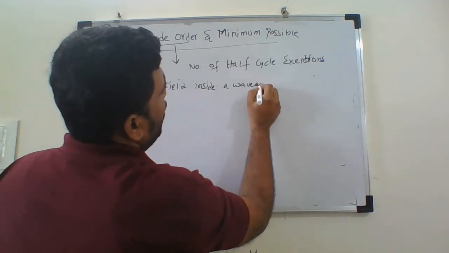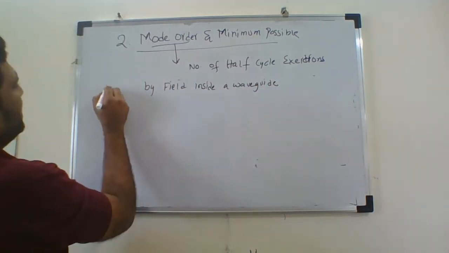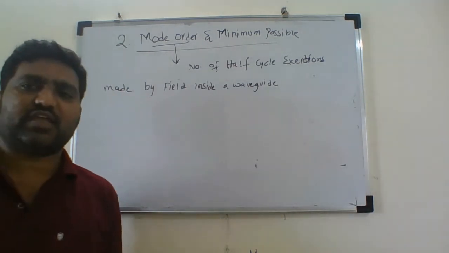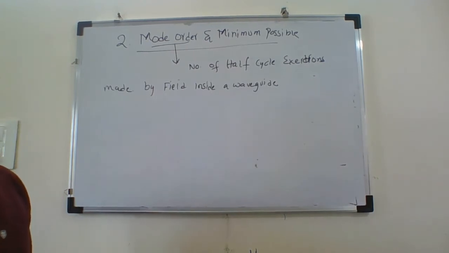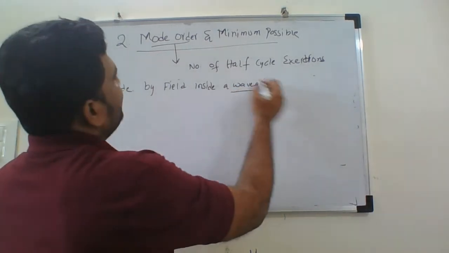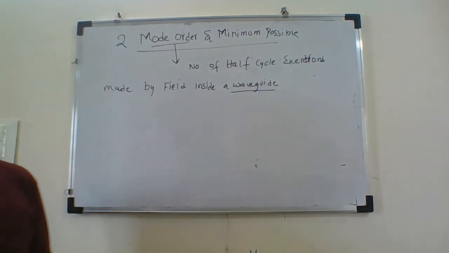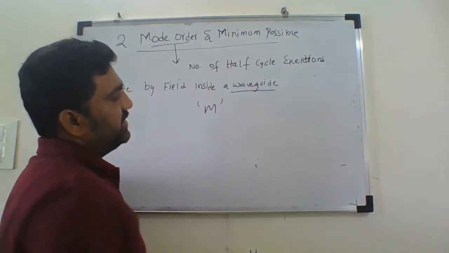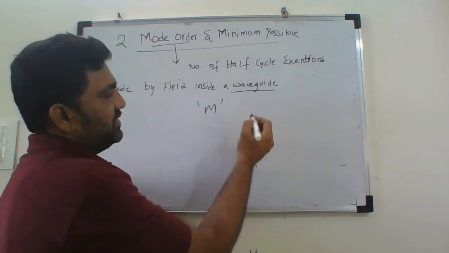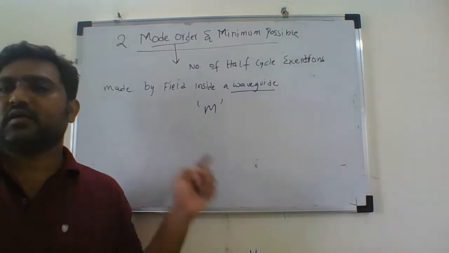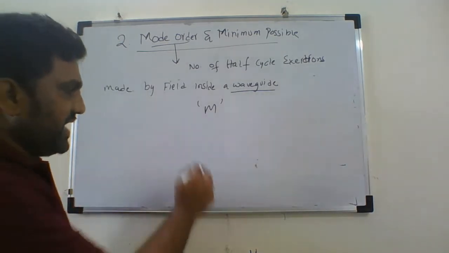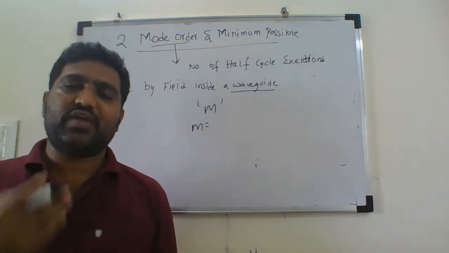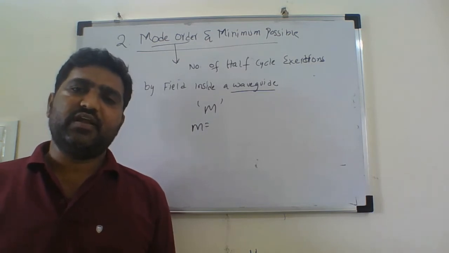How many half cycles are exerted, or how many half cycle variations appear for a field inside the waveguide, is called the mode order. Generally we represent it with the m value. The m that comes in the field patterns is defined as the mode order. So this m value decides how many half cycle variations there will be for a particular field inside the waveguide.